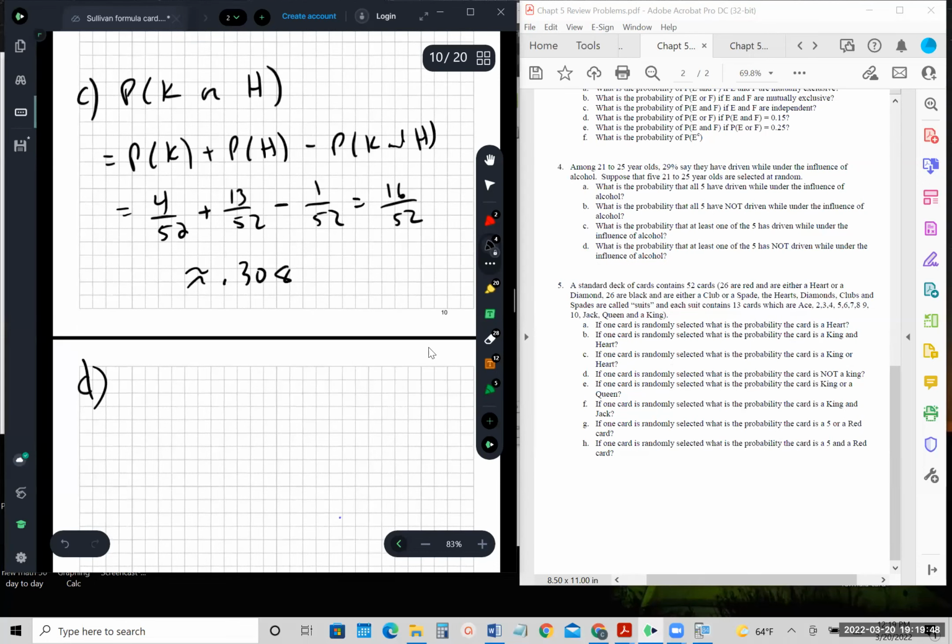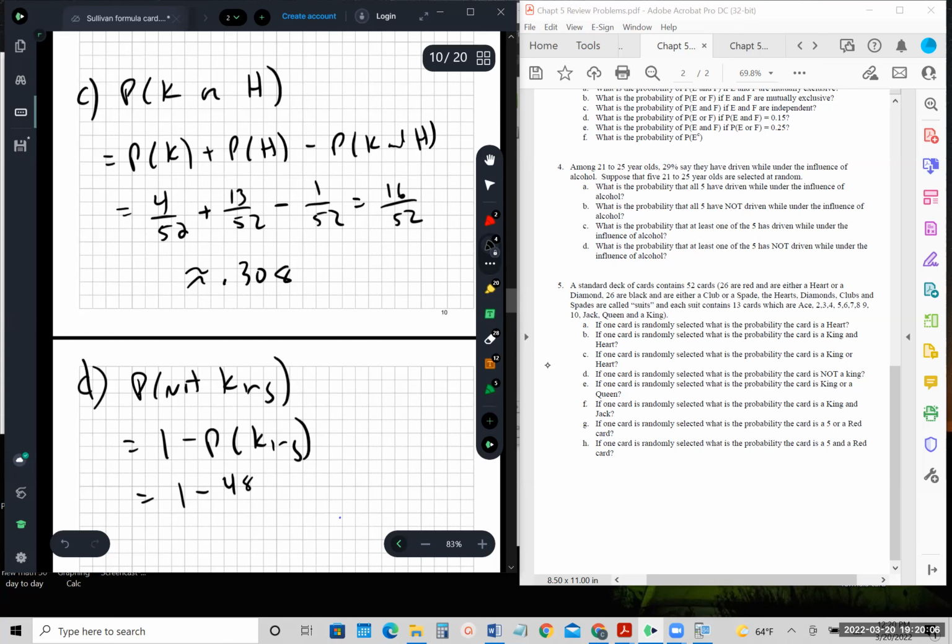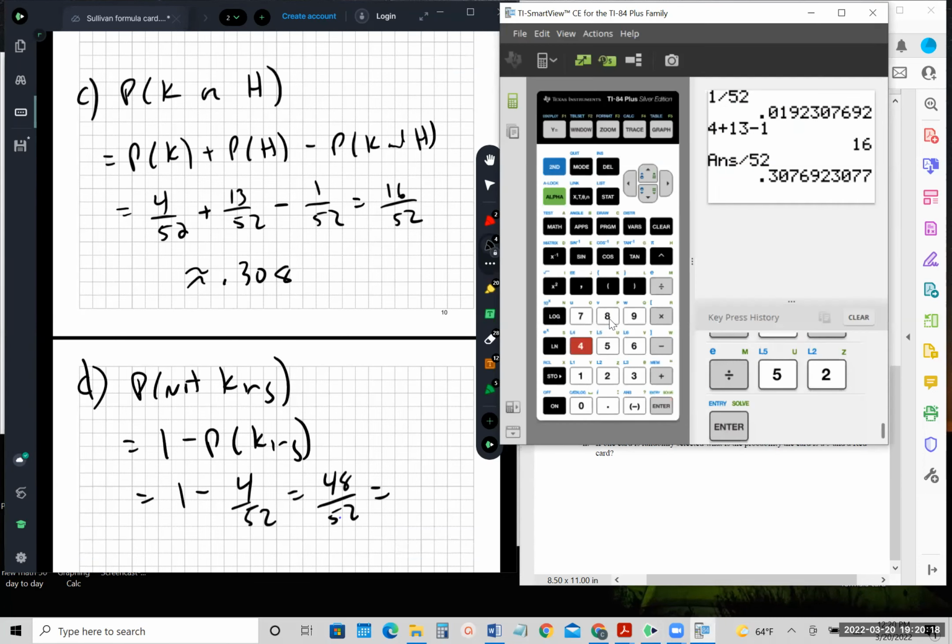We'll do D now. So then D would be, if one card is randomly selected, what is the probability the card is not a king? So the probability of not a king. You could do 1 minus the probability it is a king, because that would be a little bit shorter. So 1 minus 4 out of 52. So that will give you 48 out of 52. So there's 48 out of 52 cards that are not kings in the whole deck. So do 48 divided by 52, and I get 0.923.